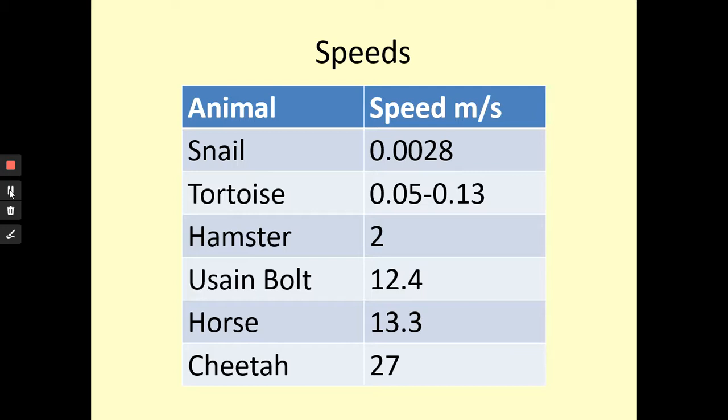On that second half of the table there, I've given you the estimated speeds in meters per second. So that little snail there can only do a few millimeters per second, where a tortoise can do about 5 centimeters, maybe up to 10. A hamster can do 2 meters in a second. Usain Bolt, when he's running at his fastest, can do 12 meters per second. The horse is 13, so not much faster than Usain Bolt. In fact, they could probably canter along at a similar speed for a short period of time and then hit the cheetah there at 27 meters per second.